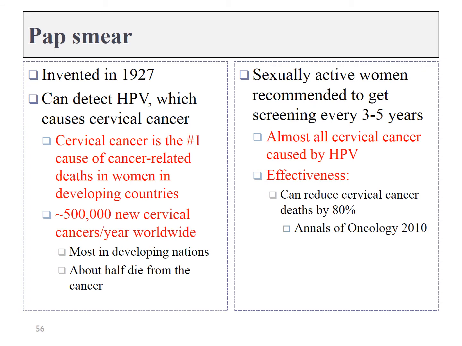The first three letters are the same as the first three letters in his last name, and boy, I don't want to try and pronounce that right now. But he developed this procedure back in 1927. Scraping some of the epithelial cells off the cervix and looking at them under the microscope can help identify whether they look normal or cancerous.